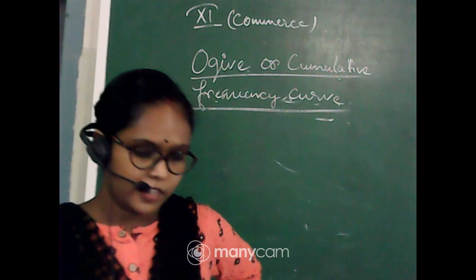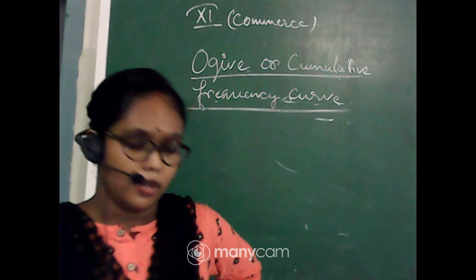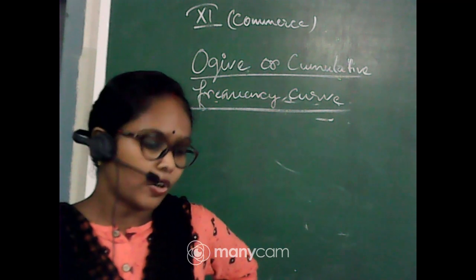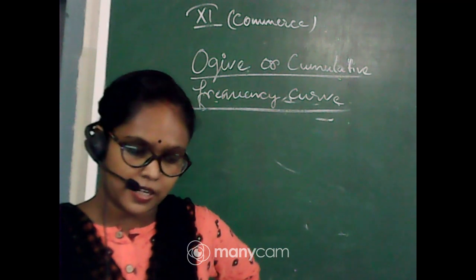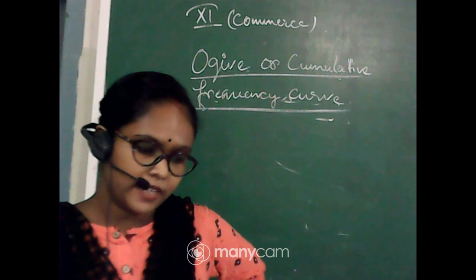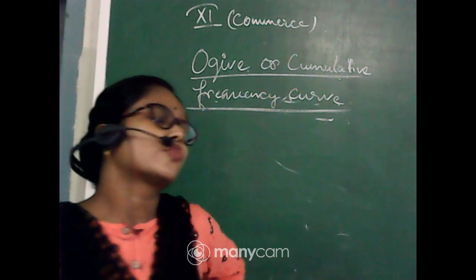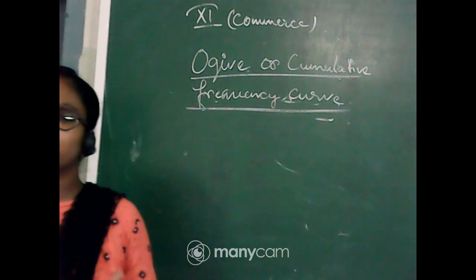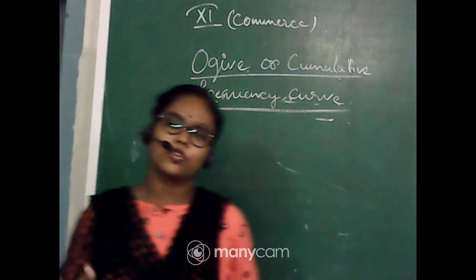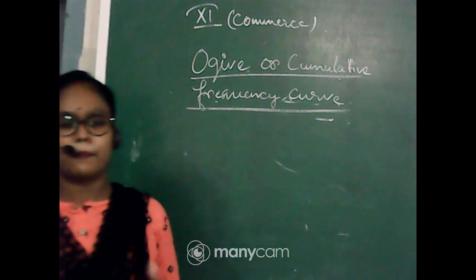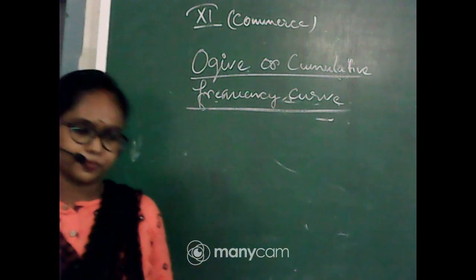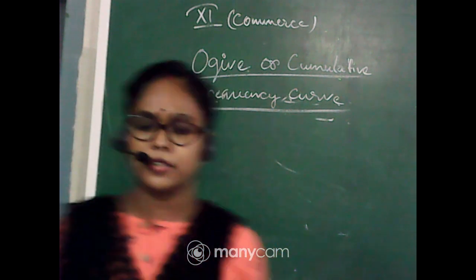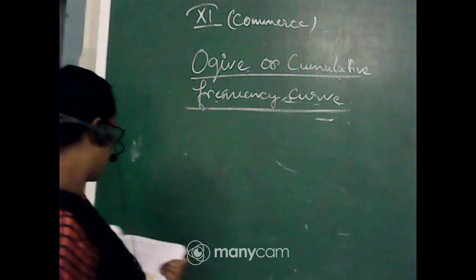cumulative frequency curve is the curve which is constructed by plotting cumulative frequency data on the graph paper in the form of a smooth curve. So see, this type of diagram we need the graph paper. So students, when you practice this in your home, you must use the graph paper. Okay, on the board this is not possible, so write down this one.